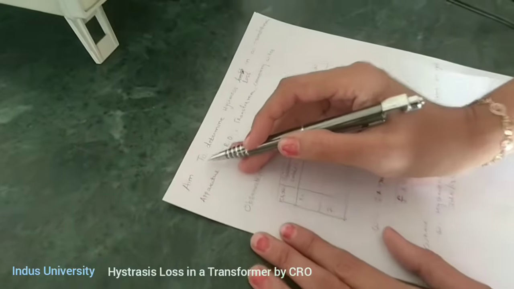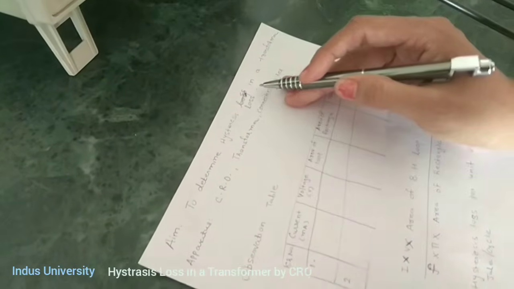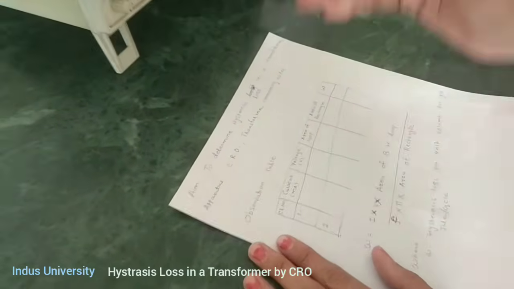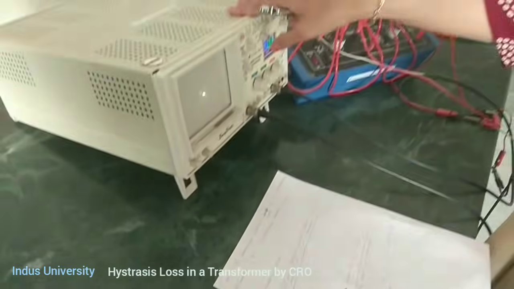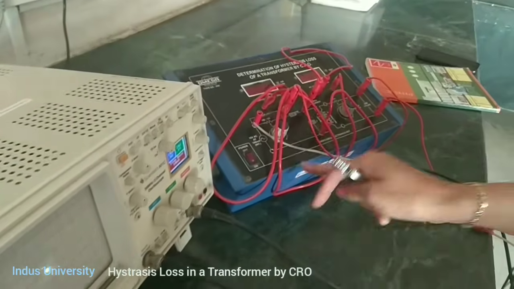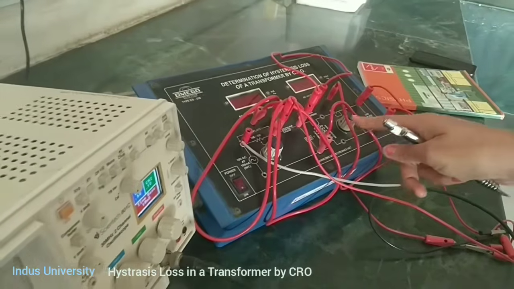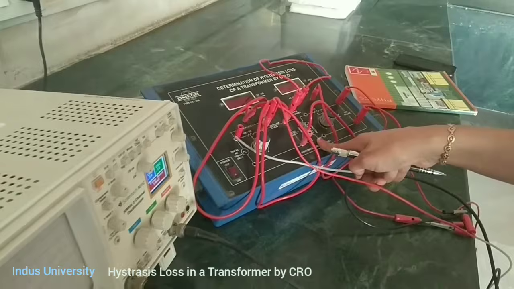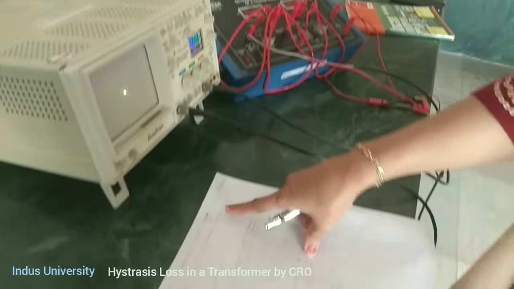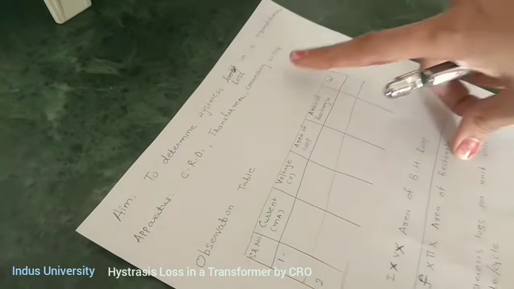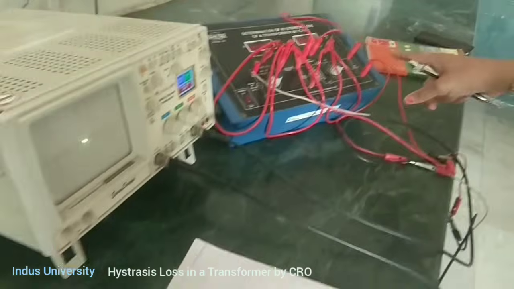The aim of the experiment is to determine the hysteresis loss in a transformer. For that we are using the following apparatus. First is a CRO, cathode ray oscilloscope. Then we have a transformer inbuilt available in the kit. This is the transformer, primary and secondary side of the transformer, and connecting wires. As you can see here, these are the different connecting wires available on the kit.